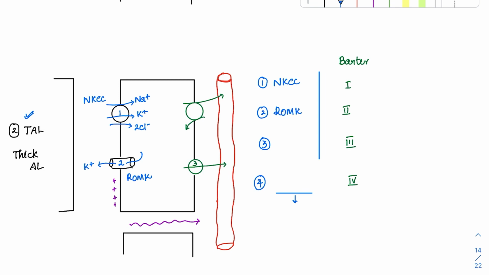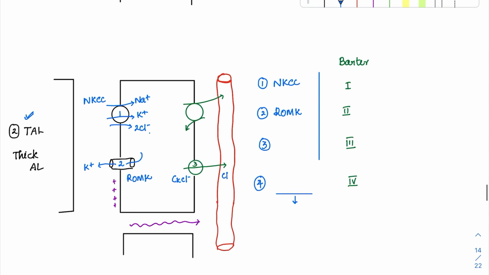Now coming to the other channel, there is a chloride transporter situated in the basolateral membrane of the TAL. The chloride which has come in is going out through the CLC-K channel, so it is going and reaching the blood. Then, for some of the energy, the sodium potassium ATPase is present here also.